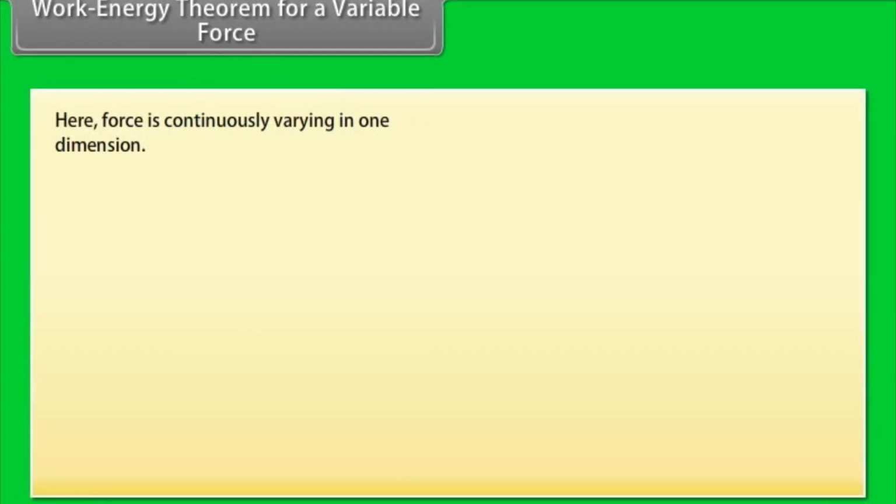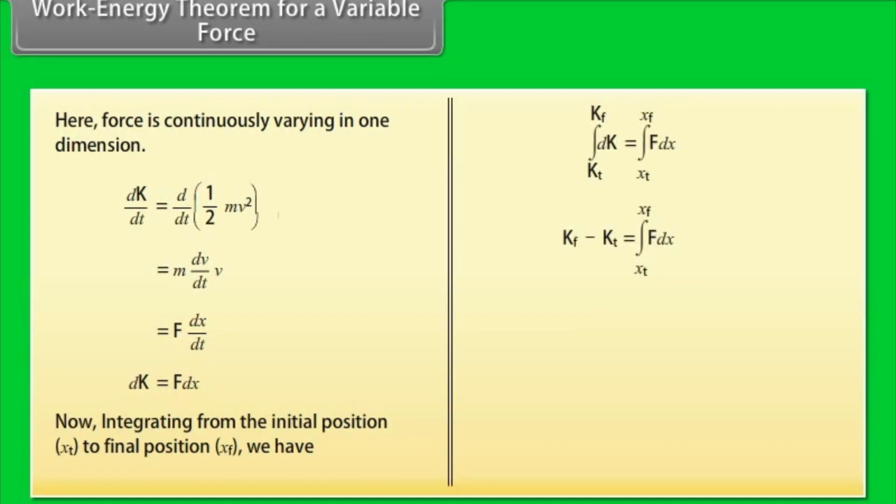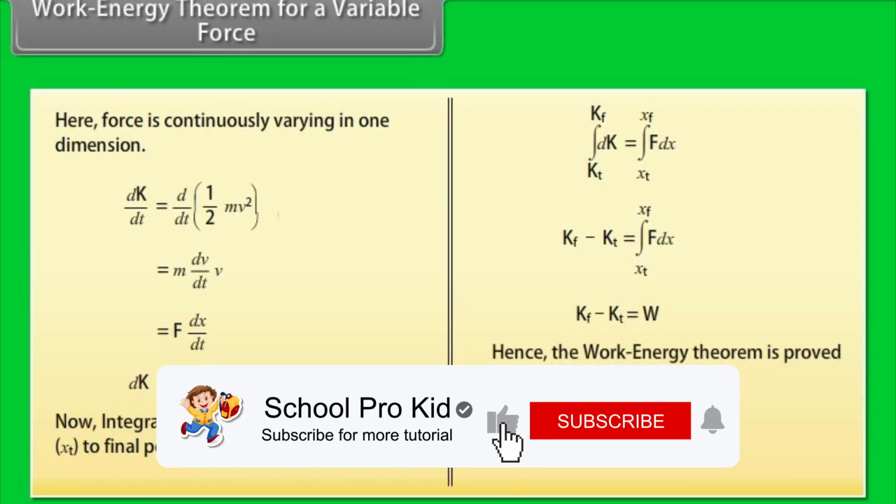Work energy theorem for a variable force. Here, force is continuously varying in one dimension. By calculating dK by dt equal to d by dt into half m v square, we get dK upon dt is equal to F into dx by dt, which gives dK is equal to F dx. Now, integrating from the initial position x_i to final position x_f, we have K_f minus K_i equals work. Hence, the work energy theorem is proved for a variable force.